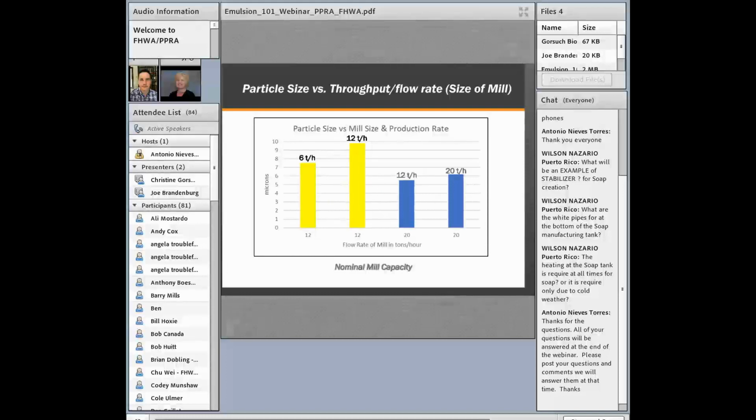Again, you see the one here on the right with the blue, a 12 ton per hour versus 20 ton per hour. As you begin to slow down your mill, you tend to get smaller particles.